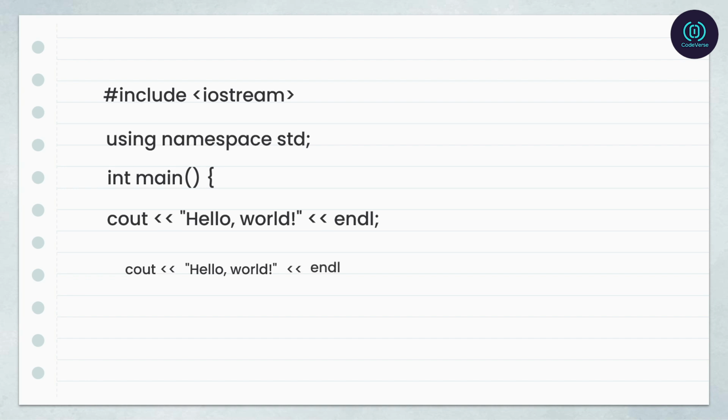Finally, we close the function with return 0. This tells the operating system that the program ended successfully. Returning 0 is a convention in C++ to say, everything went fine.